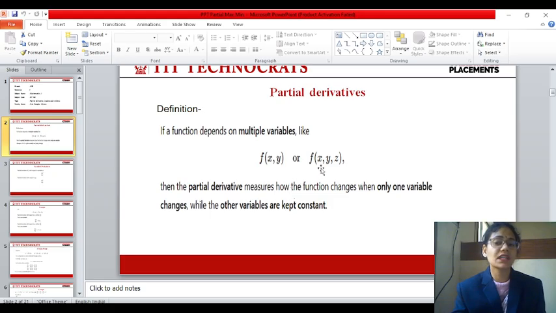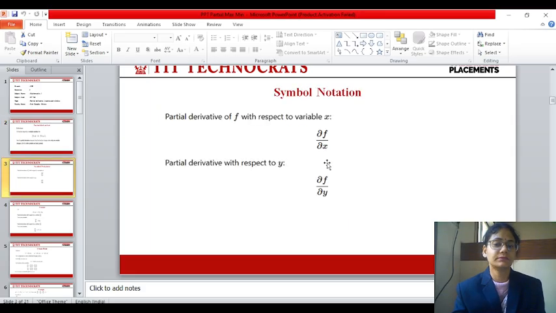How the function changes will be only with respect to x, or with respect to y, or with respect to z. If you are taking derivative of f with respect to x, y and z will be treated as constant. If you are taking derivative with respect to y, at that time x and z will remain constant. Similarly, if you are taking derivative with respect to z, at that time x and y will remain constant.